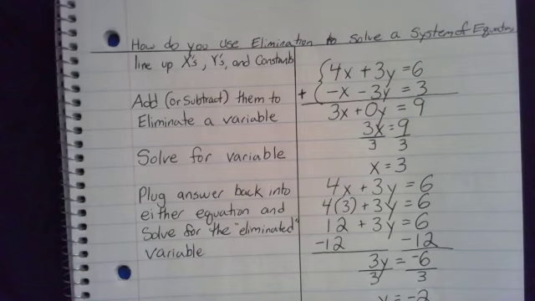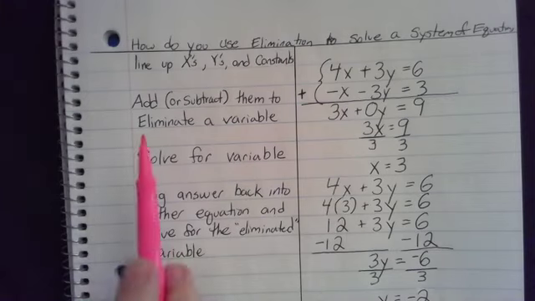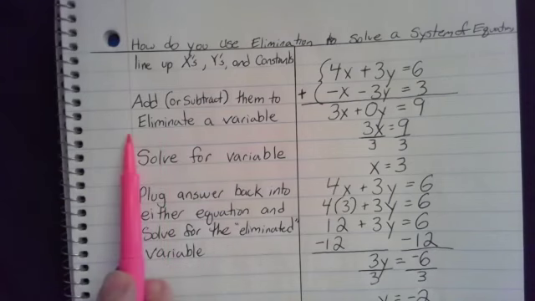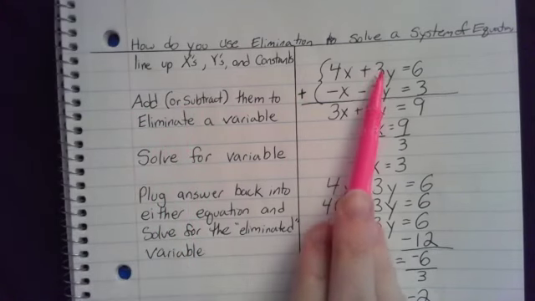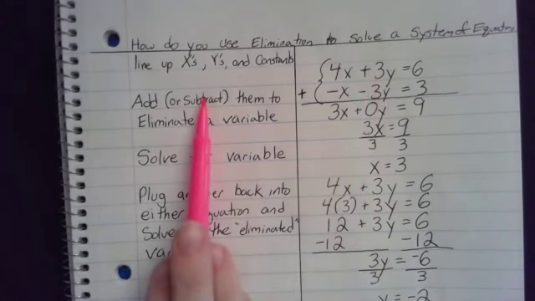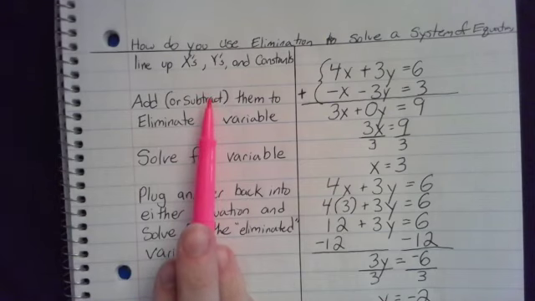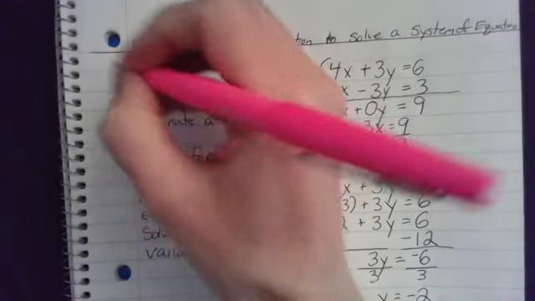Hello again. So if you were running into some issues on Delta Math, some things that I might want to point out and that you should add with a red or a separate color, I'm going to use pink today, is up here when it says add or subtract them to eliminate a variable. We're going to add the equations when the coefficients are opposite, and we're going to subtract when the coefficients are the same.